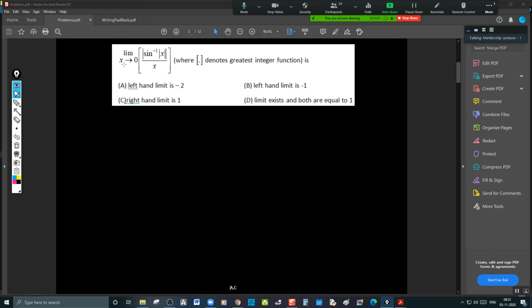अब इधर क्या दिया? x tends to 0, मॉड्यूलस ऑफ sin इनवर्स ऑफ mod x by x. तो mod x का x ग्रेटर देन 0 है तो वो प्रॉब्लम नहीं है. mod sin इनवर्स x हो जाएगा डिवाइडेड बाय x. तो what I said, because it is minus pi by 2 to plus pi by 2 value, the lower limit is minus pi by 2 and the upper limit is plus pi by 2, the range of it.